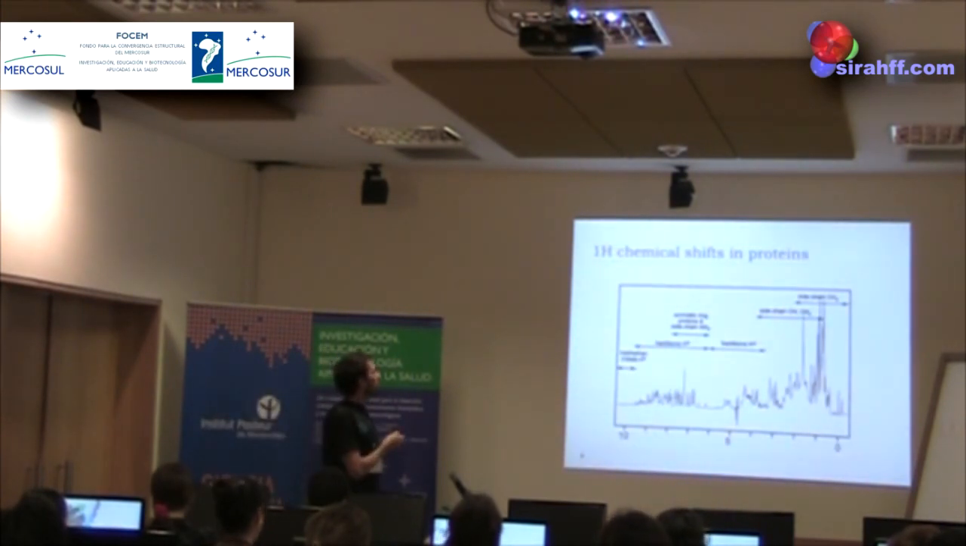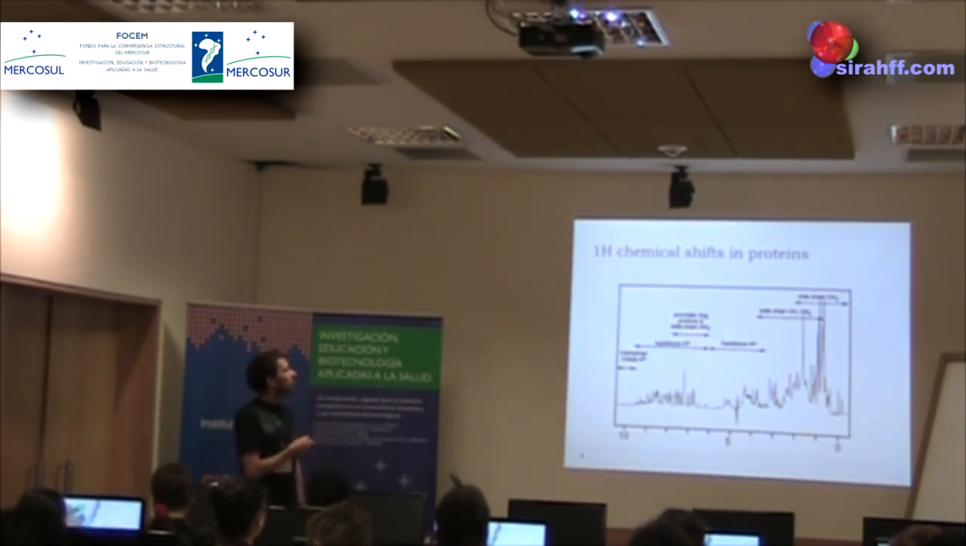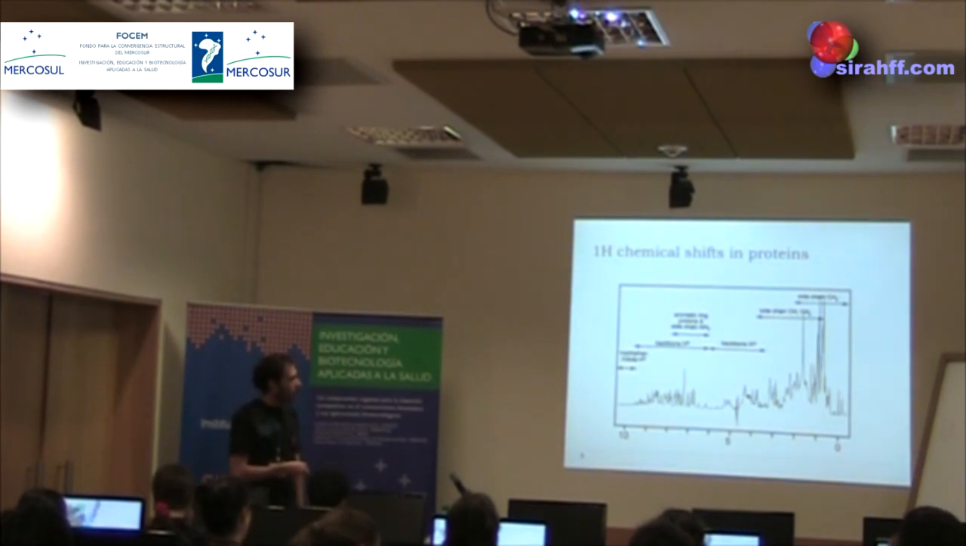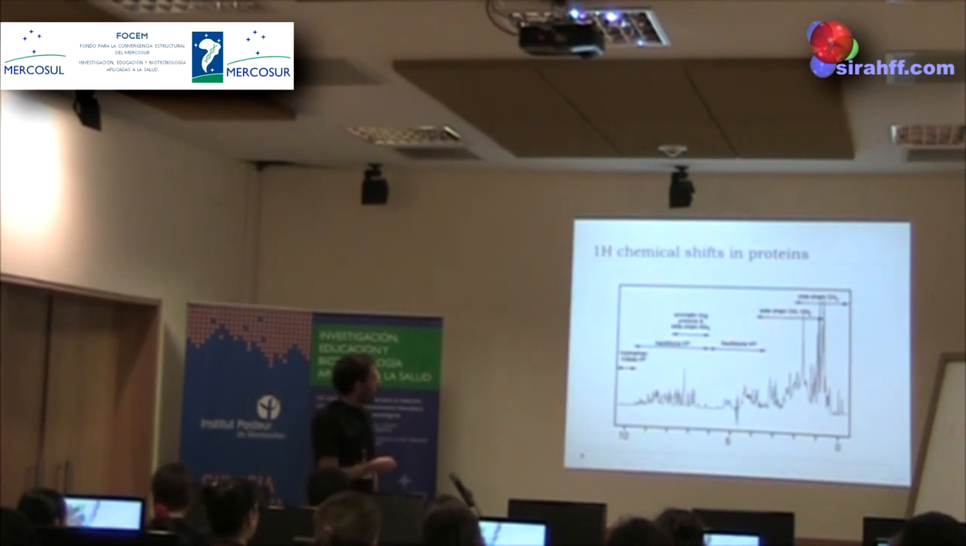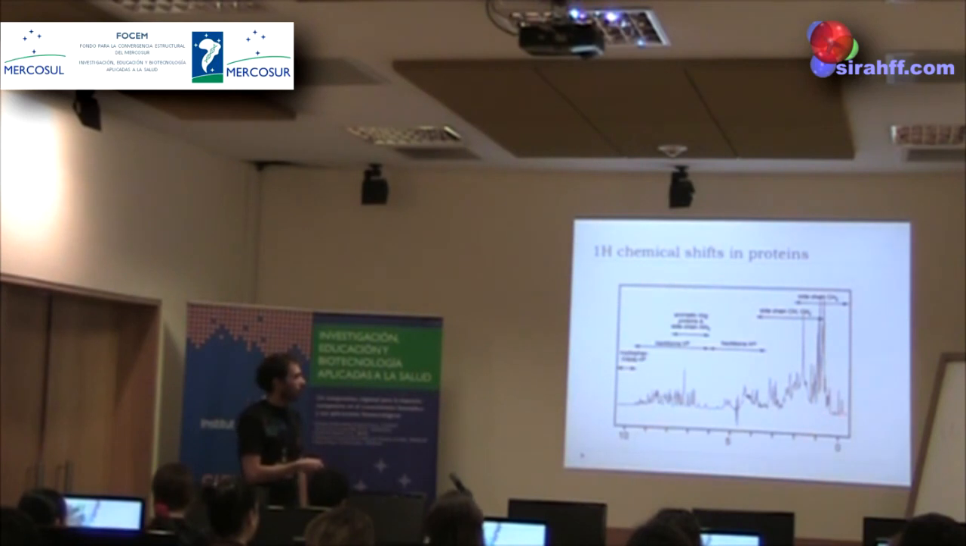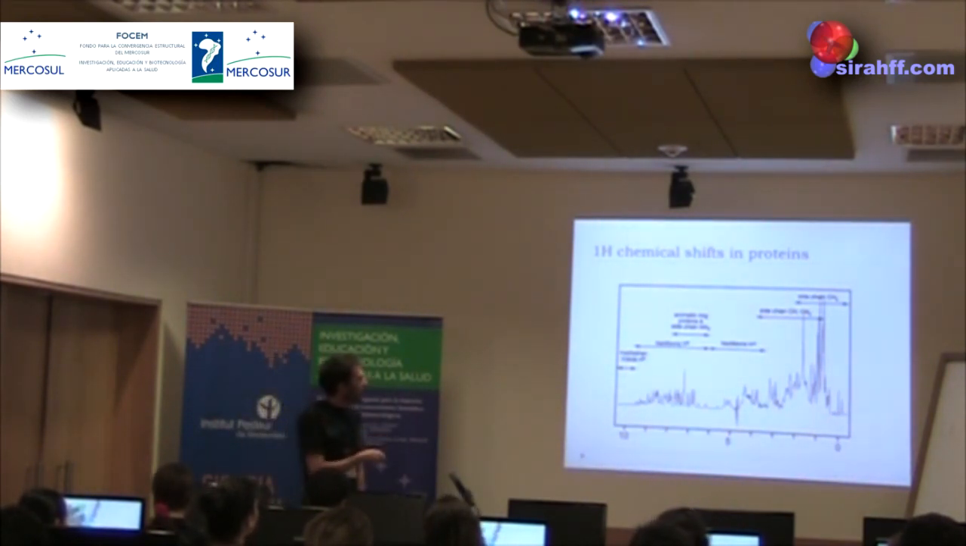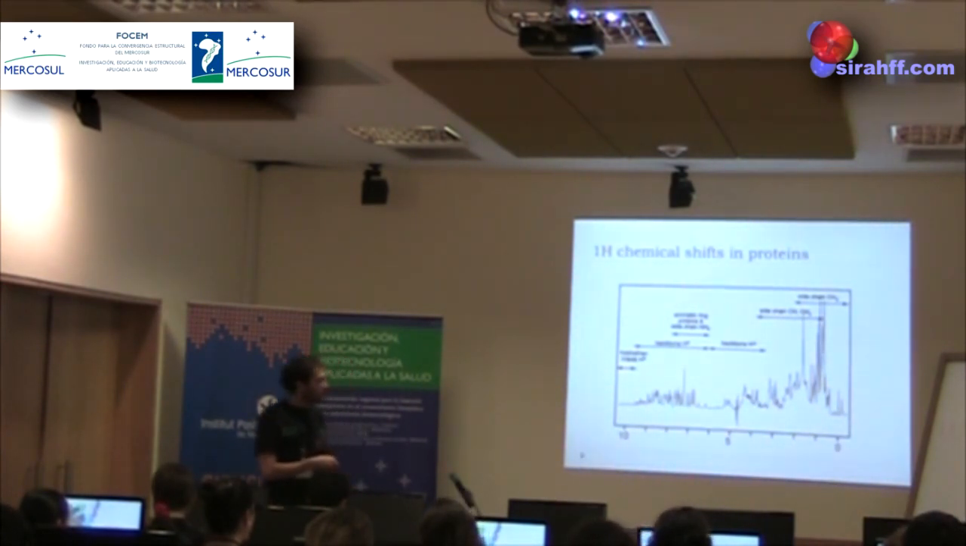What are the chemical shifts of protons in proteins? Well, they span a relatively narrow range from 0 to 10 ppm. And you will find the methyl signals at the right end. Here you will have all the aliphatic protons, that is the more crowded region.